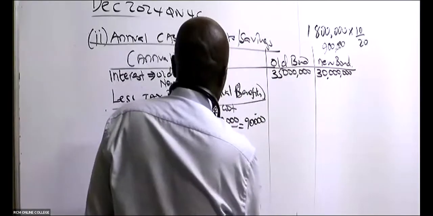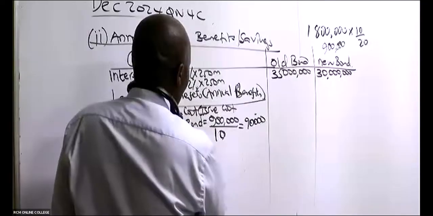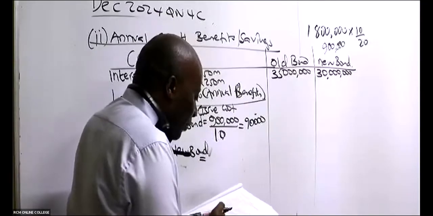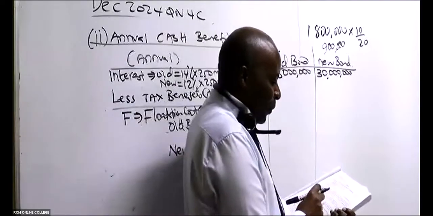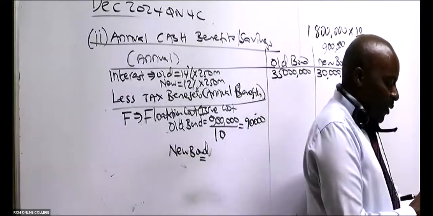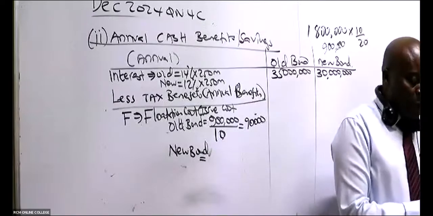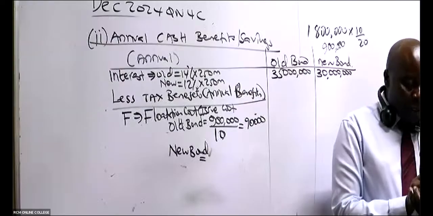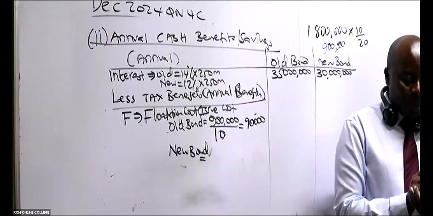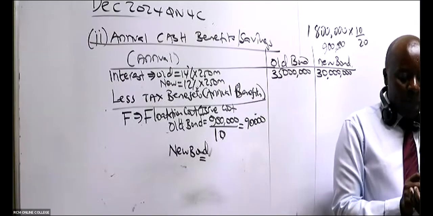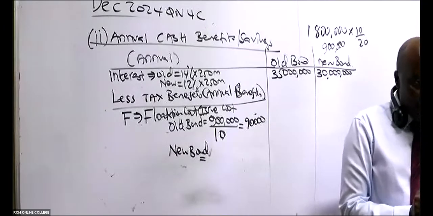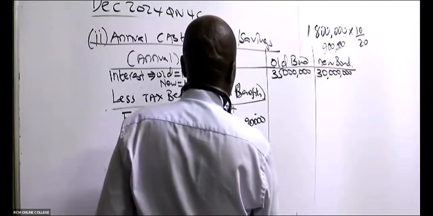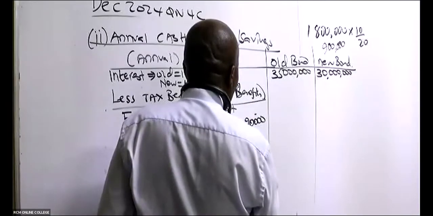How about the new bond? Yes, the new bond. They have told us in the last paragraph: the directors of the company are considering replacing this debenture with a new 10-year, 12% debenture whose face value is 250 million. The issue cost will amount to 10% of gross proceeds. So in this case, it will be 10% of gross proceeds of 250 million.